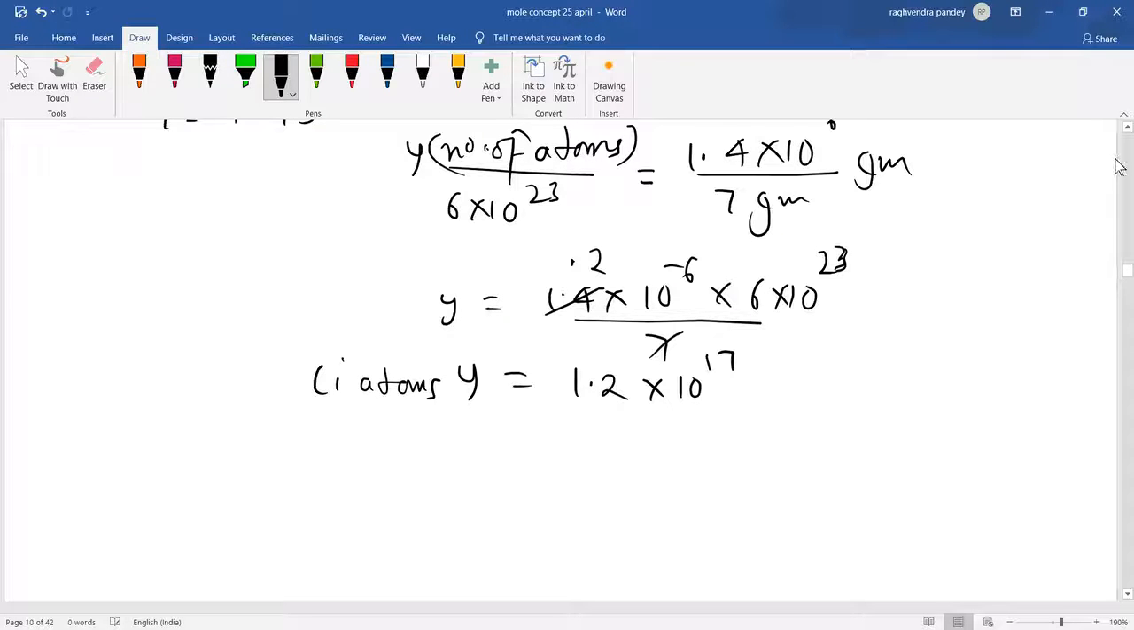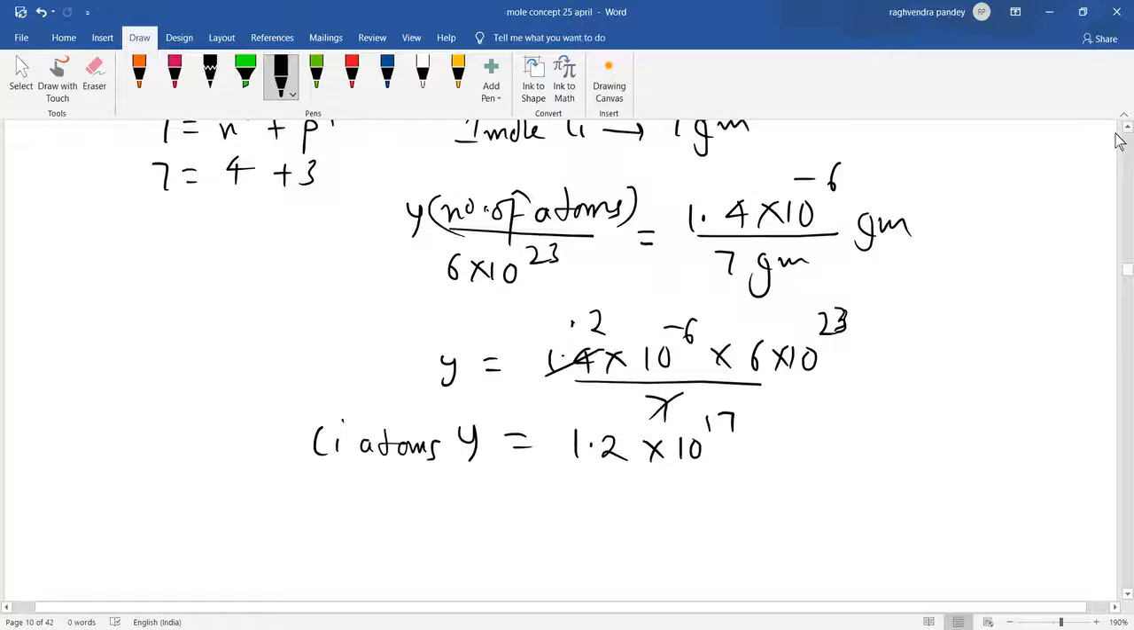Sir, would it be the same for protons or electrons? Yes, because in a neutral atom, protons and electrons are the same, unless it is an ion, a positive ion, cation, or anion, then they are not the same. But for a neutral atom, protons and electrons are the same. I will go into detail in atomic structure. Here we are just doing the basic calculation, so I am not going into that much detail. So the lithium atoms, that is your y, are this much, 1.2 into 10 power 17. Any other question? Happy to answer.